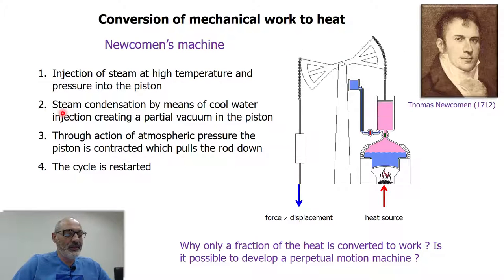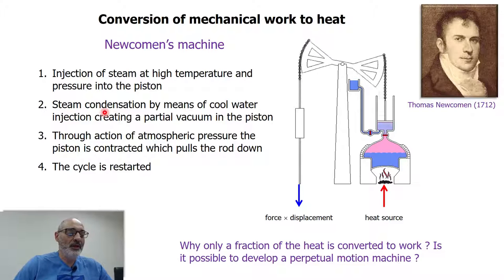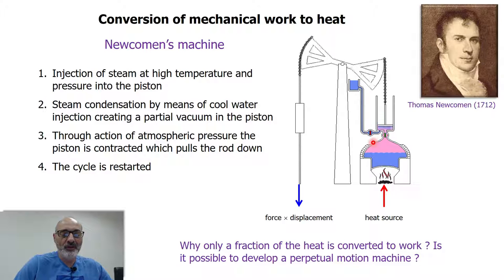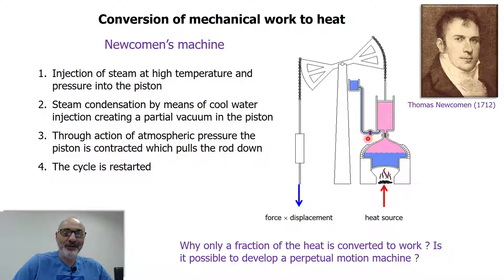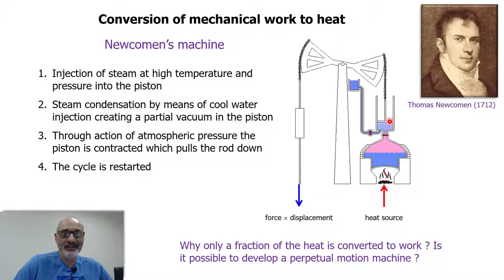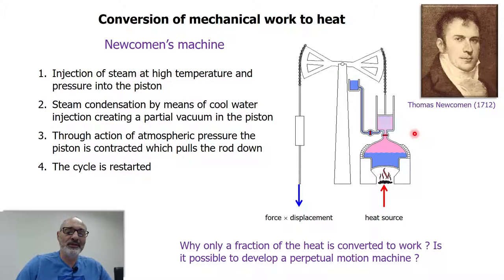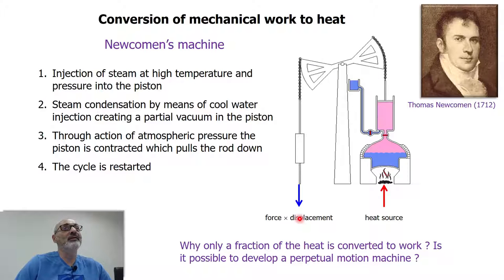Step two consists in promoting steam condensation by means of cool water injection, which creates a partial vacuum in the piston. I showed you that in a soda can. So this step two, the injection of cold water, is done by this valve here. When it opens, you see a squirt of liquid water inside the piston. And this cold liquid water mixed with hot steam promotes the condensation of steam. So you have partial vacuum inside, and the atmospheric pressure pushes the piston down, which pulls the bucket of water at the bottom of the mine.